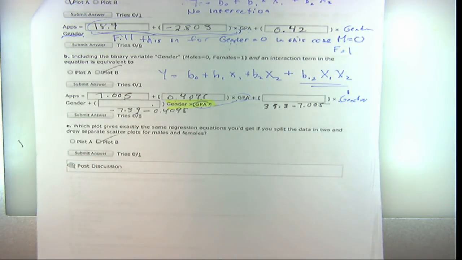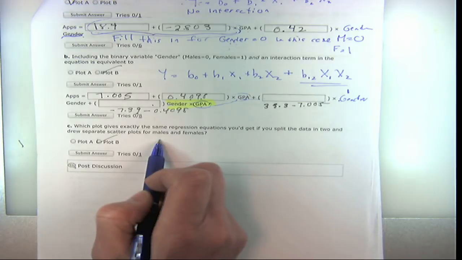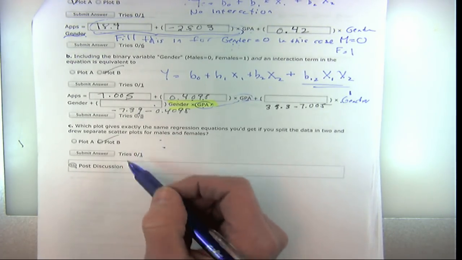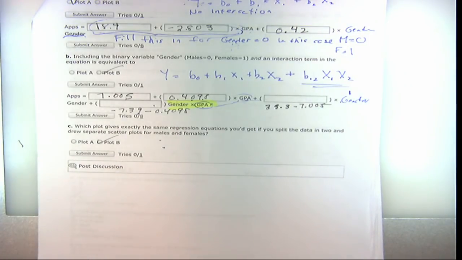All right. And which plot gives exactly the same? Well, if there really is an interaction, the one that adds the interaction term gives exactly the same thing. Does that? Because there were different slopes.